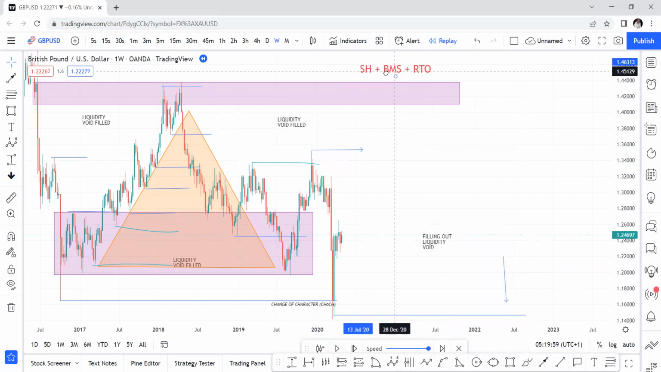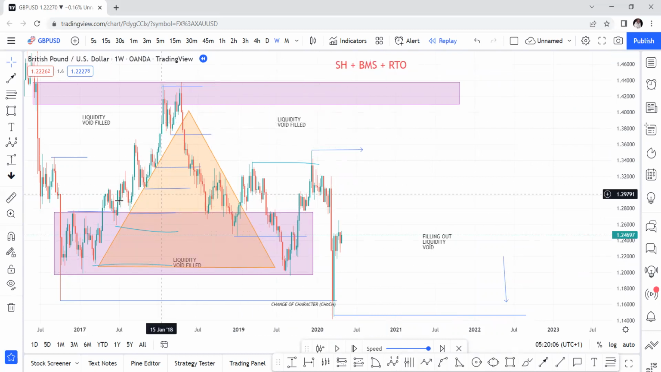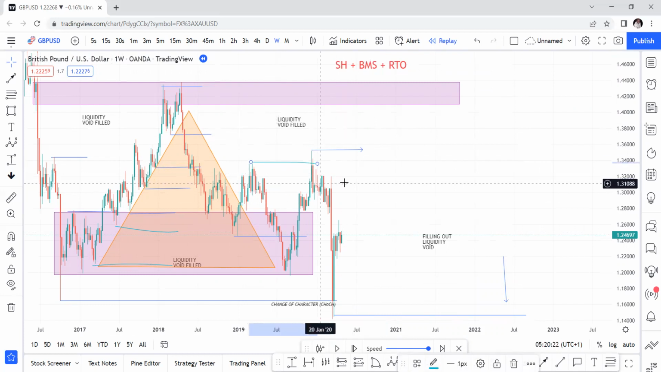So this is the entry formula for AMD, which we have been using. SH, that is stop hunt manipulation. After manipulation, distribution, then we have the BMS or liquidity grab there. We have a BMS here. This is BMS. This is BMS. This is BMS.